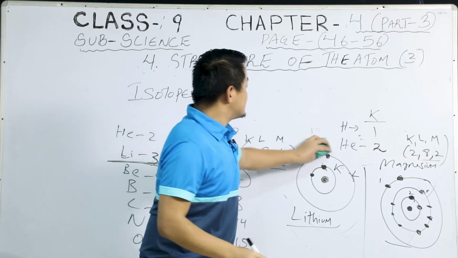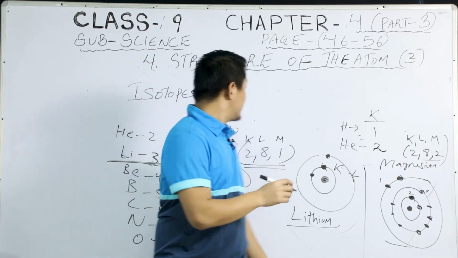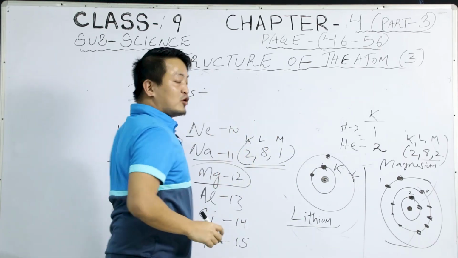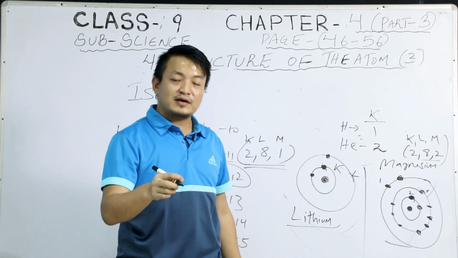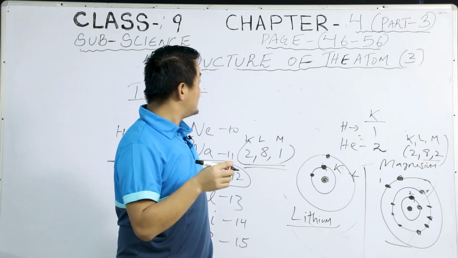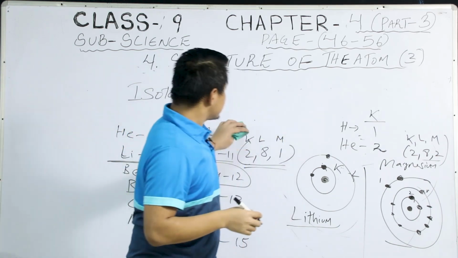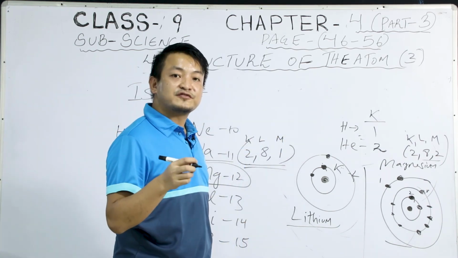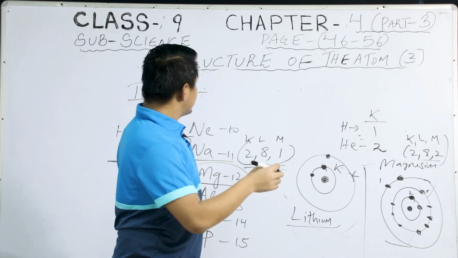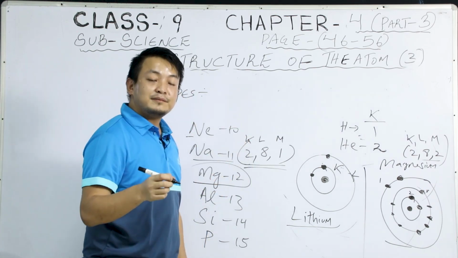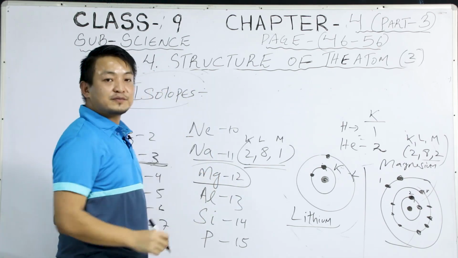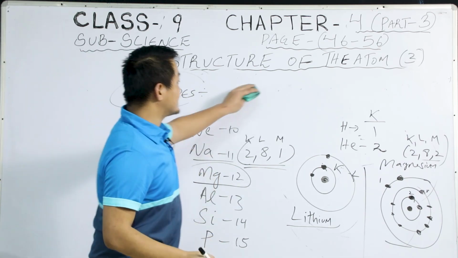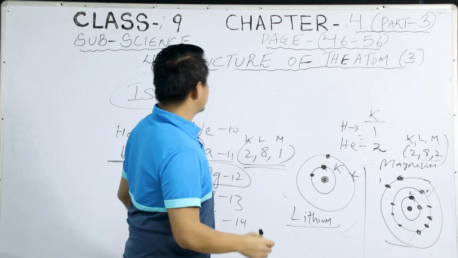Now, students, isotopes. The meaning of isotopes is atoms of the same element. Atoms of the same element if the mass number is different, okay? If the atomic number is same, but the mass number is different, then it will be isotopes. Now, I'll give you an example.